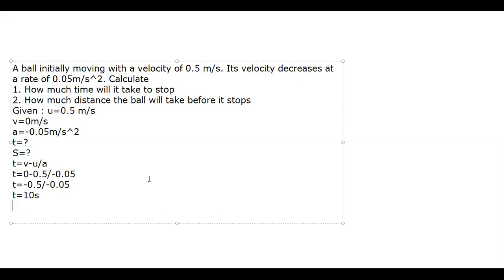Now, how much is the distance? How much distance does the ball travel before it stops? Now we have to find out S. Which formula should we use for that? Sir, v square is equal to u square plus 2as. Why can't we use S is equal to ut plus half at square? Yes. Why can't I use S is equal to ut plus half at square? Can I use it?